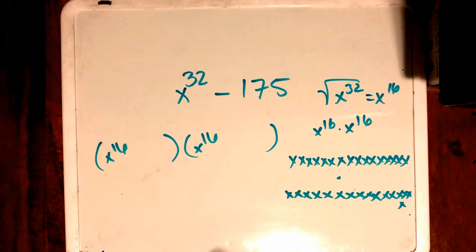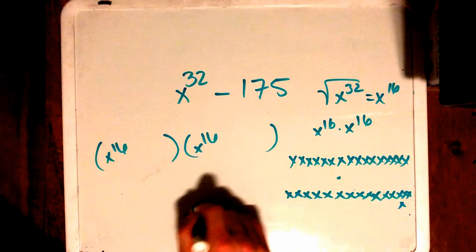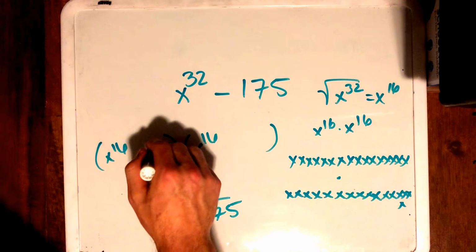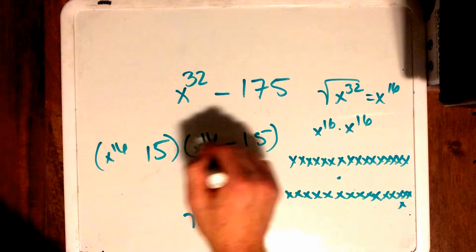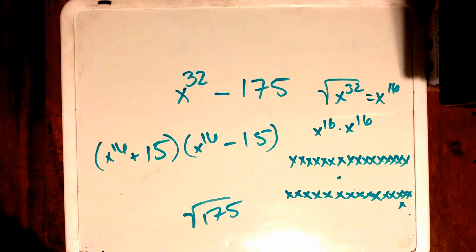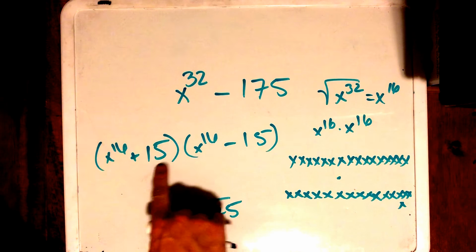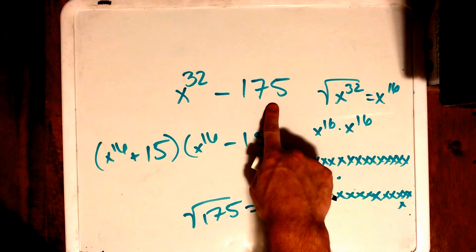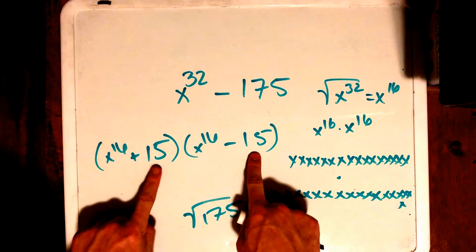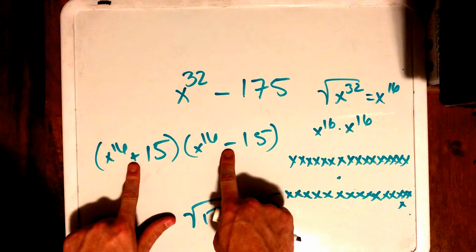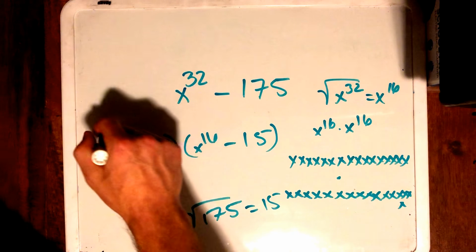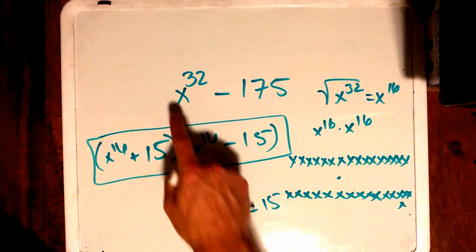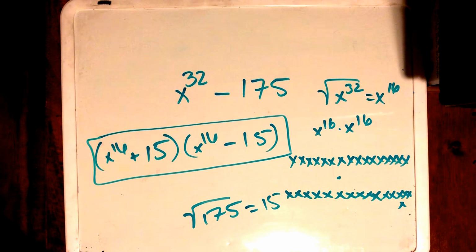Now, the square root of 175. I never expect you guys to know this in your head. If you plug it in your calculator, it's 15. I promise. Unless my brain is wrong, which it could be. Let me know. Anyway, 15, 175. There you go. The square root of our second term is the second term in both of our binomials. And then we remember our plus and minus, and we have successfully done a difference of squares factoring for x to the 32nd minus 175.